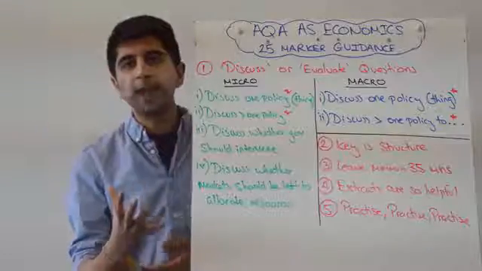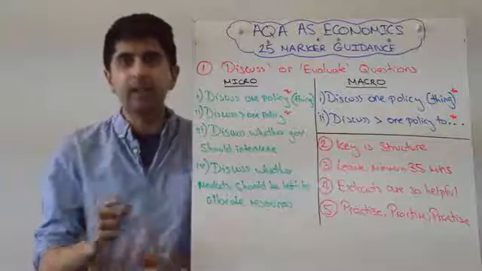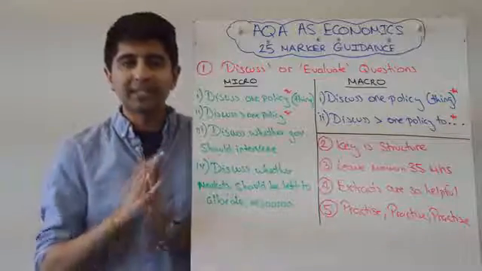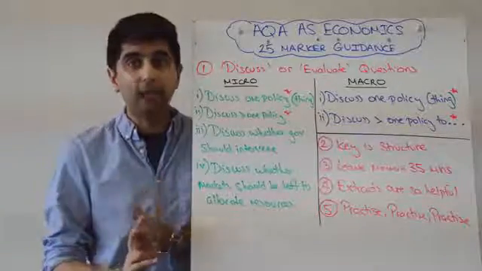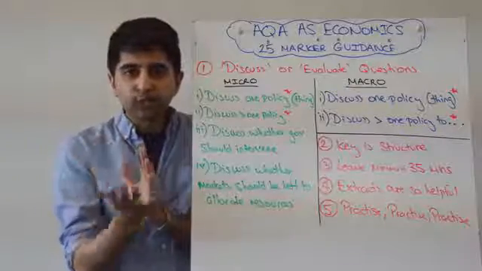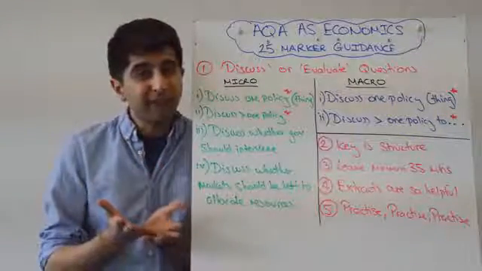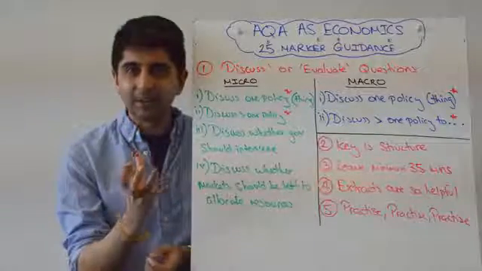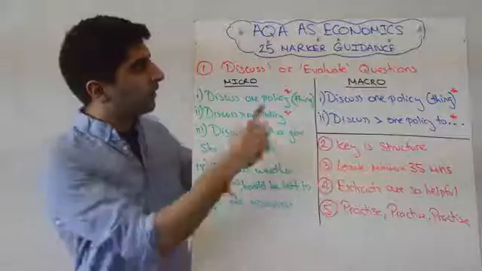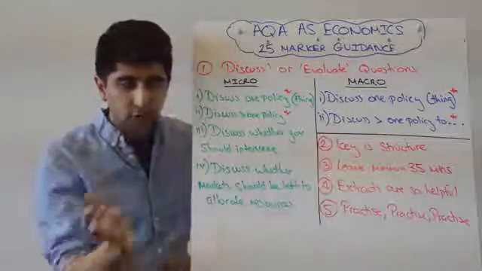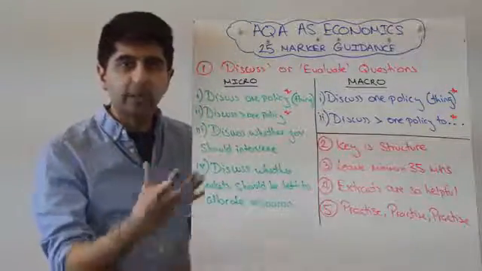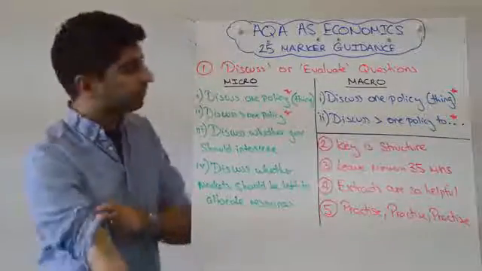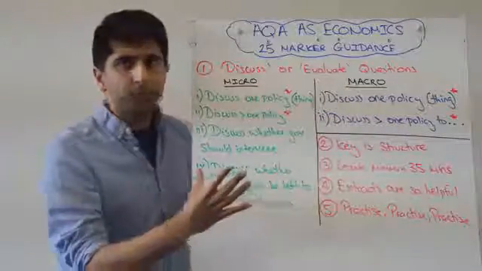These 25 mark essays are discuss or evaluate based questions. Basically, the only question in the entire exam in your micro and your macro where you need to form a two-sided argument. But it's worth 25 marks, guys, so it's a very, very important question where detail is going to be at the core. A discuss or evaluate based question, two-sided argument with evaluation and a judgment. I'll go through the structure in the next video, but this is very helpful.